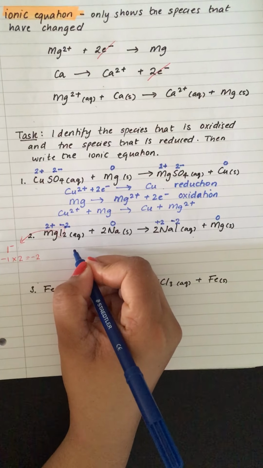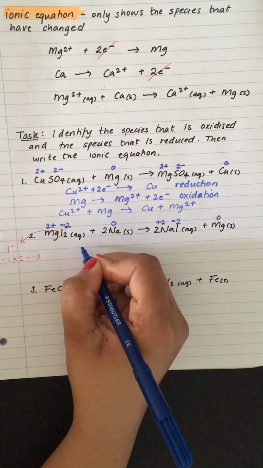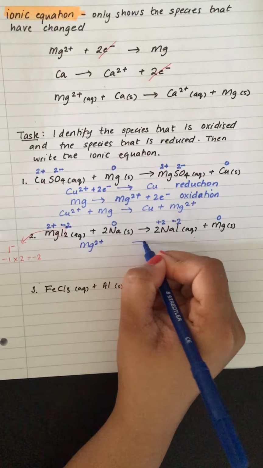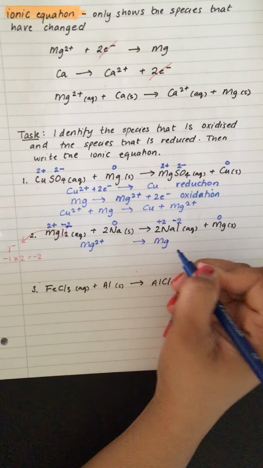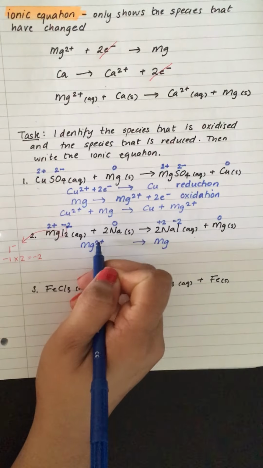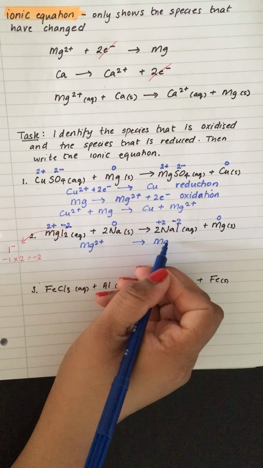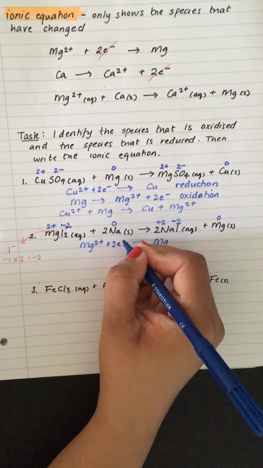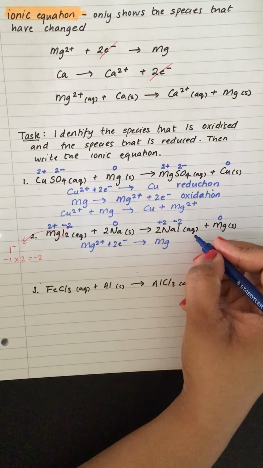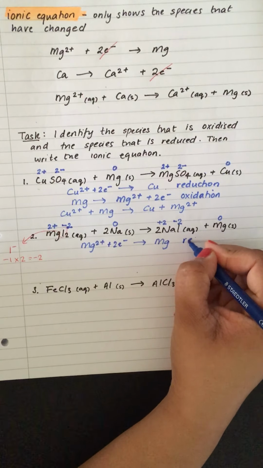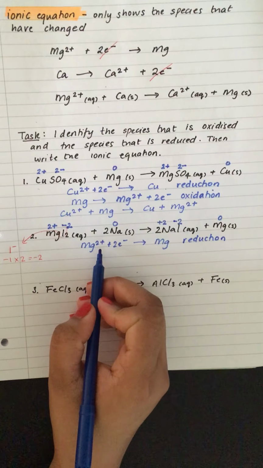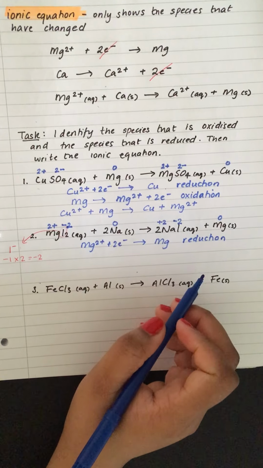So let's start with the magnesium. Mg2 plus, how did it become Mg with no charge? Right, so this ion is positive. In order to get rid of that positive charge, we need to add 2 negative charges, 2 electrons. So that gain of electrons is called reduction. So we would say that the magnesium ions have been reduced.